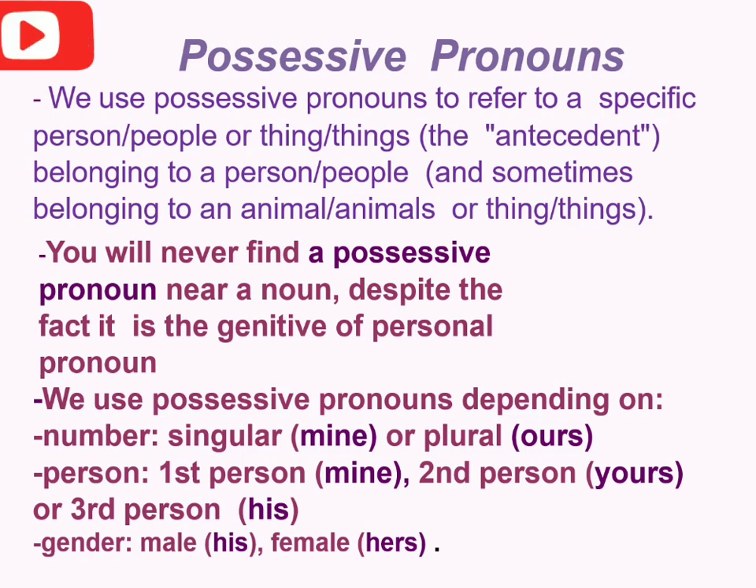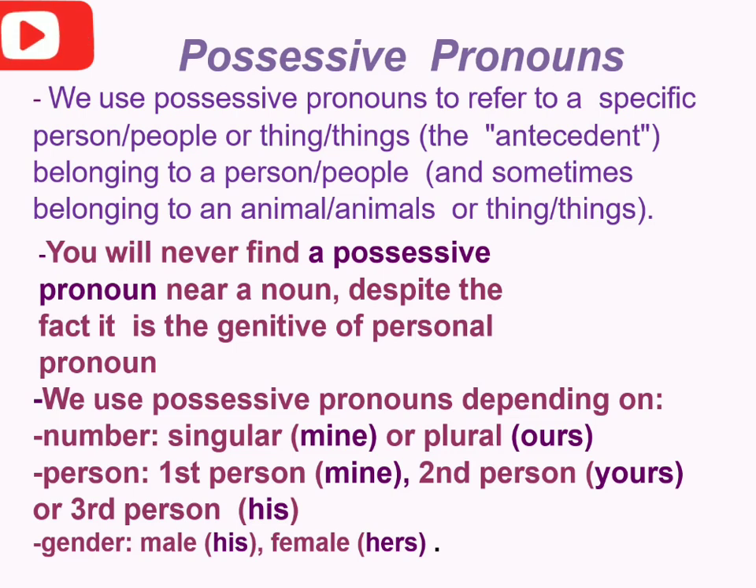Now we will discuss the second category of pronouns, and that is possessive pronouns. Now what is possessive? Have you ever heard of possession? Possession means belonging of something. So what are possessive pronouns? In which we have to refer to a specific person or people or thing or things belonging to a person, people, and sometimes belonging to an animal, more than one, or thing, or more than one things. So possessive pronouns show us the belongings or the possessions of the particular person, people, thing, or animals.